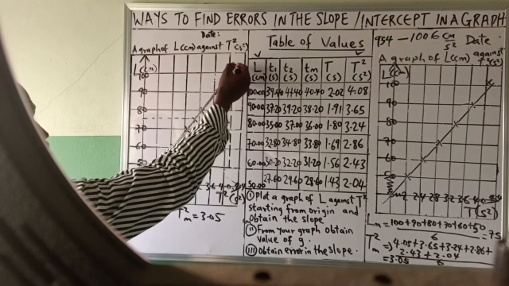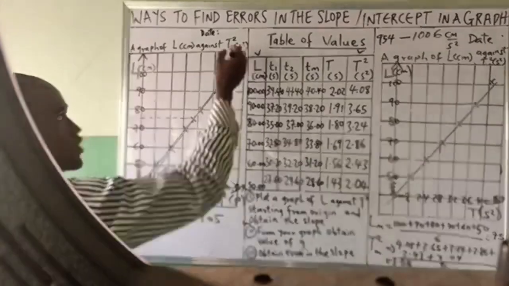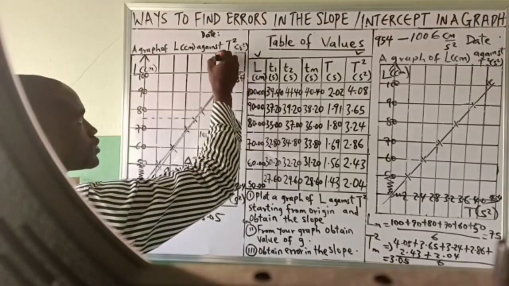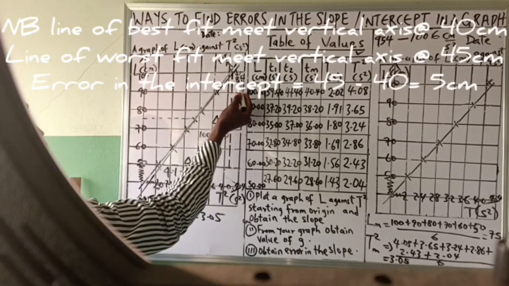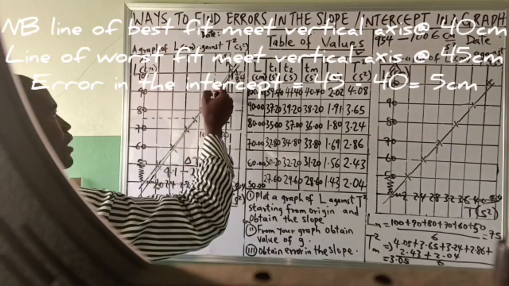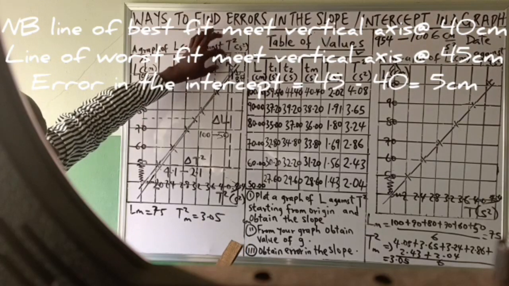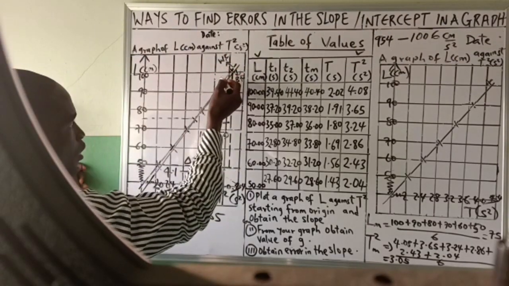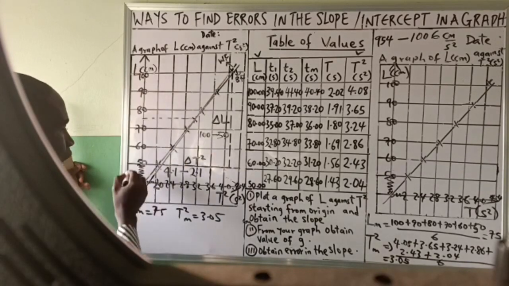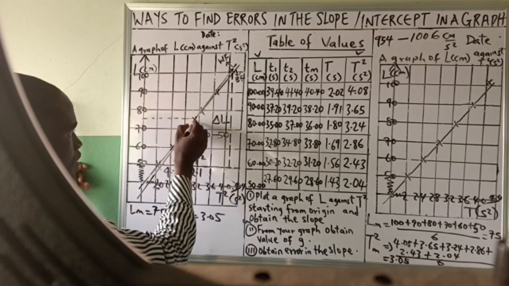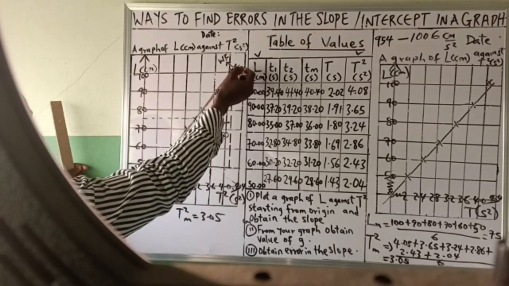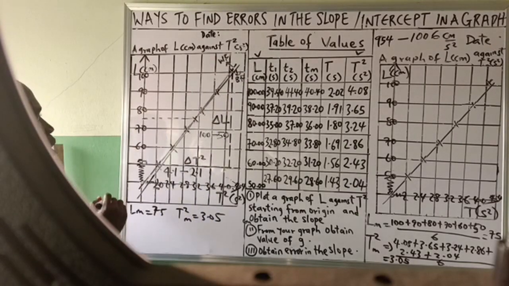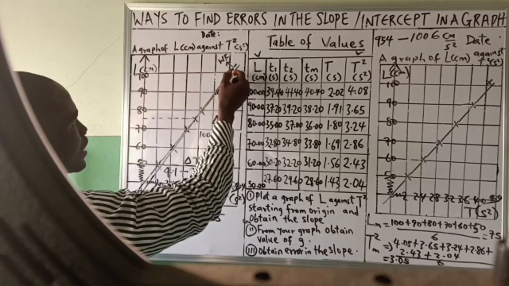So this second line of best fit, we call it worst fit. This one we call best fit, and this is worst fit. We call the first one we drew the line of best fit, and the second one the line of worst fit. If it is only one point that falls out, you take that one point and make sure the line passes through the mean of the vertical and horizontal values. That is very important because any regression line you draw should pass through the mean of vertical and horizontal. Then what you now do is get the slope of that line.